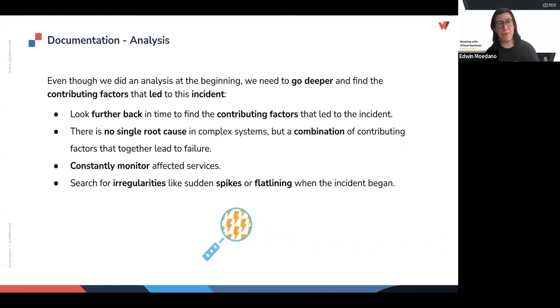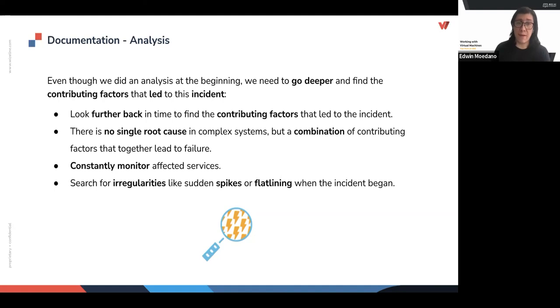The example of the infrastructure we had is just a really easy system, but we're going to be facing applications that have complex integrations, and maybe some parts were failing. Maybe an integration test failed for some reason, or we weren't covering that integration at all. But a combination of contributing factors together lead to the failure also.